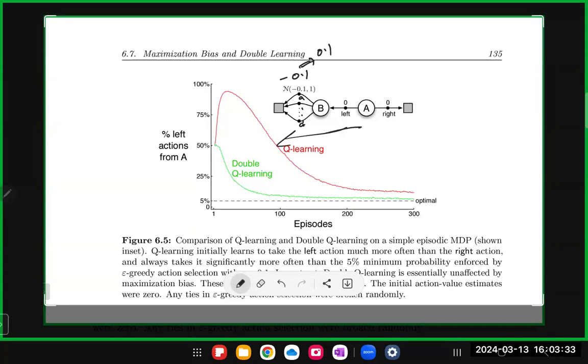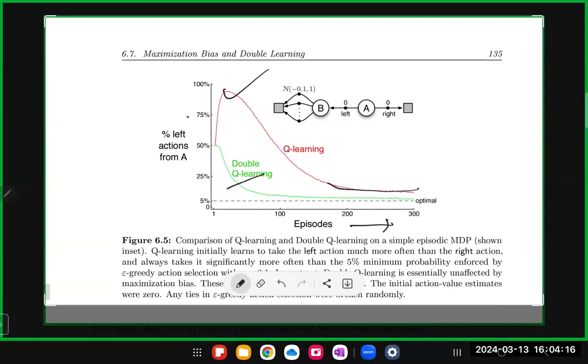After you have enough number of updates, it will learn eventually that the right is the best action. But initially, as you see in the Q learning graph, you are plotting the number of actions as a function of episodes. After training Q learning for this many episodes, what fraction of the left actions are you taking from state A? For Q learning, you see that the fraction of left actions is initially very high due to the maximization bias, and it will keep decreasing. It will keep learning better and better as time progresses.